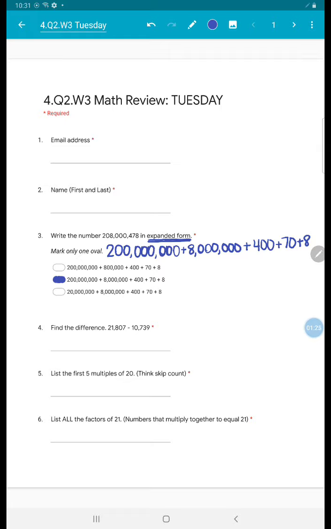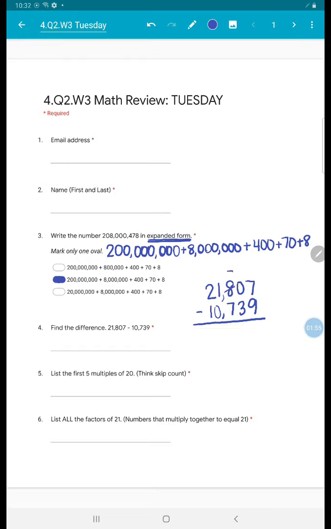Next I'm finding the difference. So that tells me I'm going to subtract. I've got 21,807 minus 10,739. If I start at my ones, I have 7, and I cannot take 9 away from 7. So I go to borrow from my tens, but I have no tens. So I have to go all the way to the hundreds.